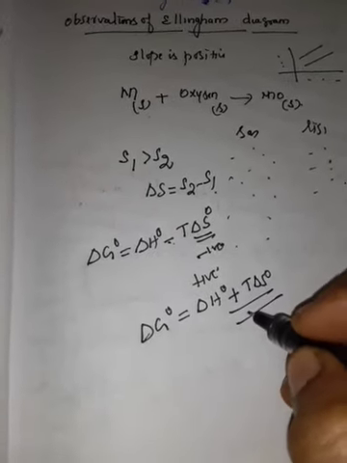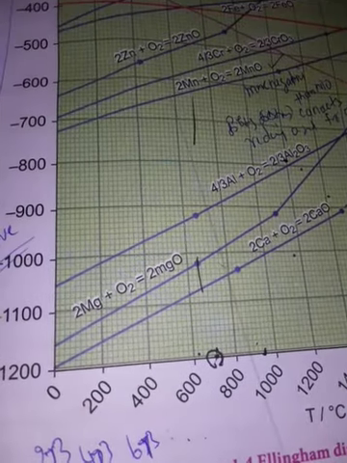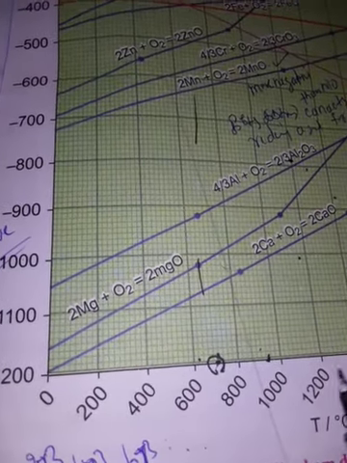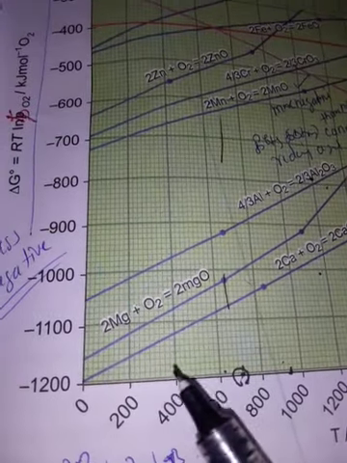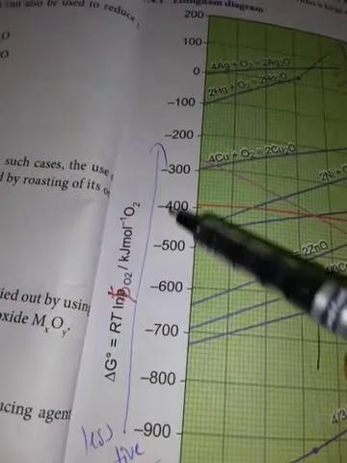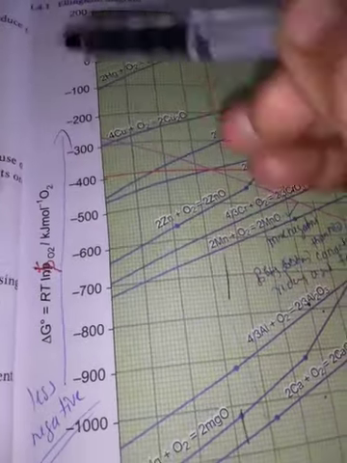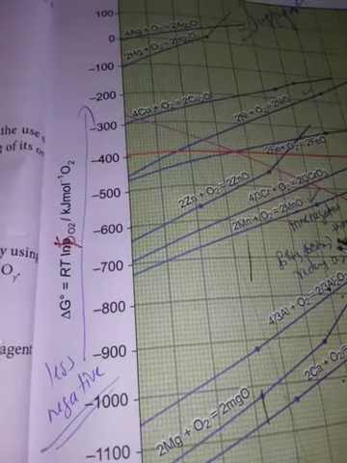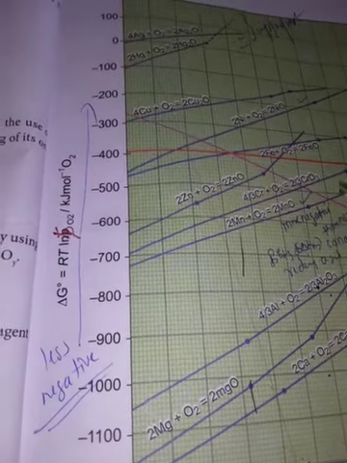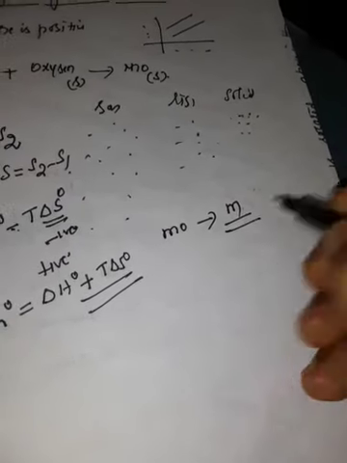If it is a negative value, see the Ellingham diagram. Here the temperature goes on increasing. When the temperature goes on increasing, delta G naught becomes positive, or less negative. So at this stage, the metal oxide decomposes to give the metal.